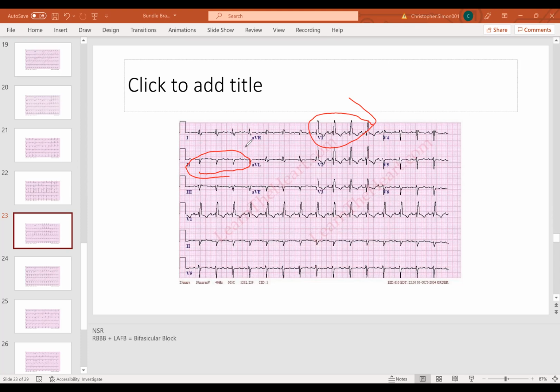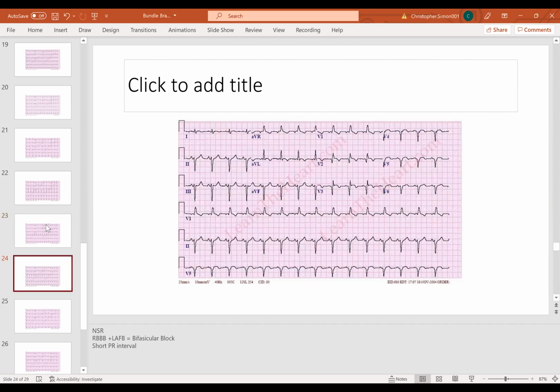Why do we have a left anterior fascicular block? Well, because in the presence of a right bundle branch block, lead 2 has a negative deflection. That means something is wrong, and that means you have a left anterior fascicular block. And when you have a right bundle branch block in conjunction with a left anterior fascicular block, you have a bifascicular block. Okay. Yeah, so pretty similar.